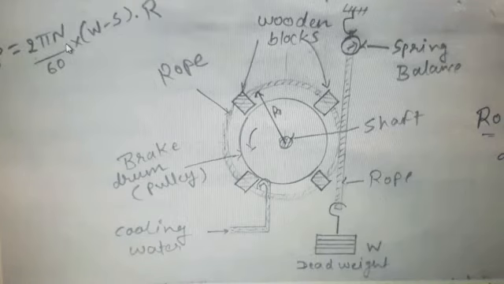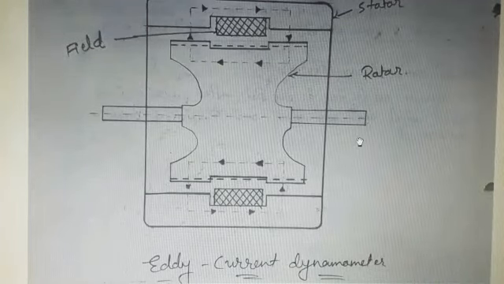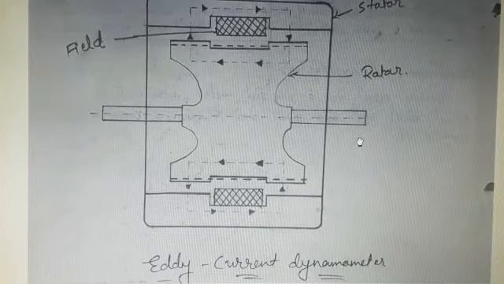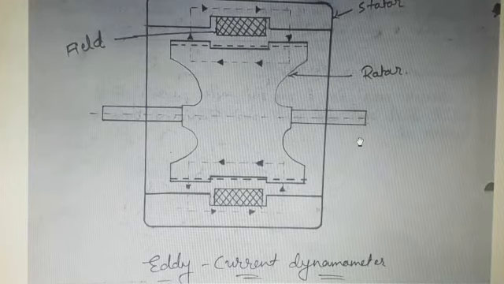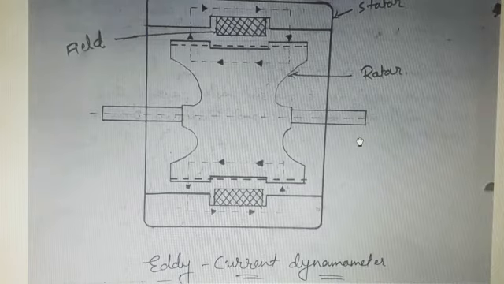Now let's move forward. Now our question is what is eddy current dynamometer? Before we start this question, first of all you have to know about the dynamometer. It was already discussed earlier that a dynamometer is a device used to measure power or torque of a rotating shaft or a brake drum. Okay, but what is eddy current?